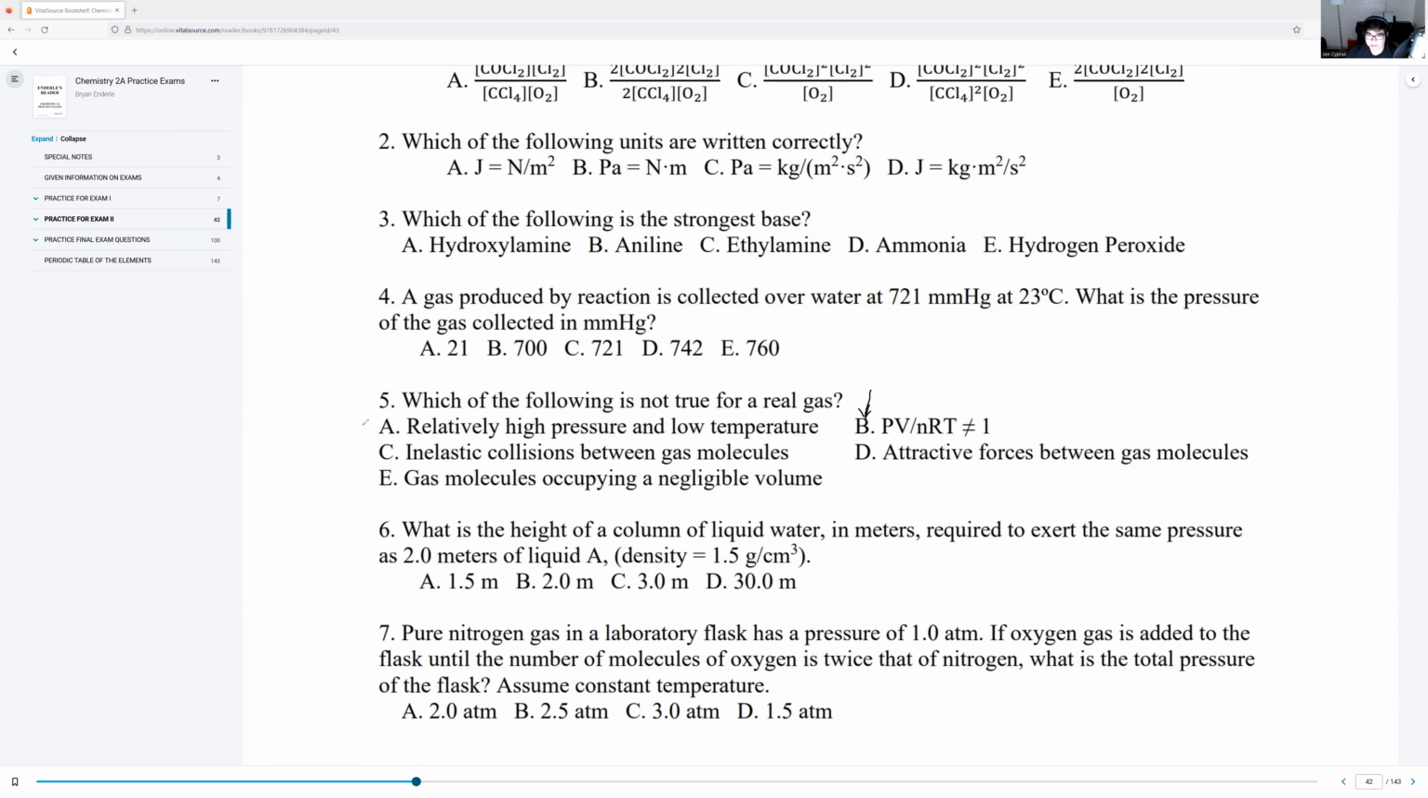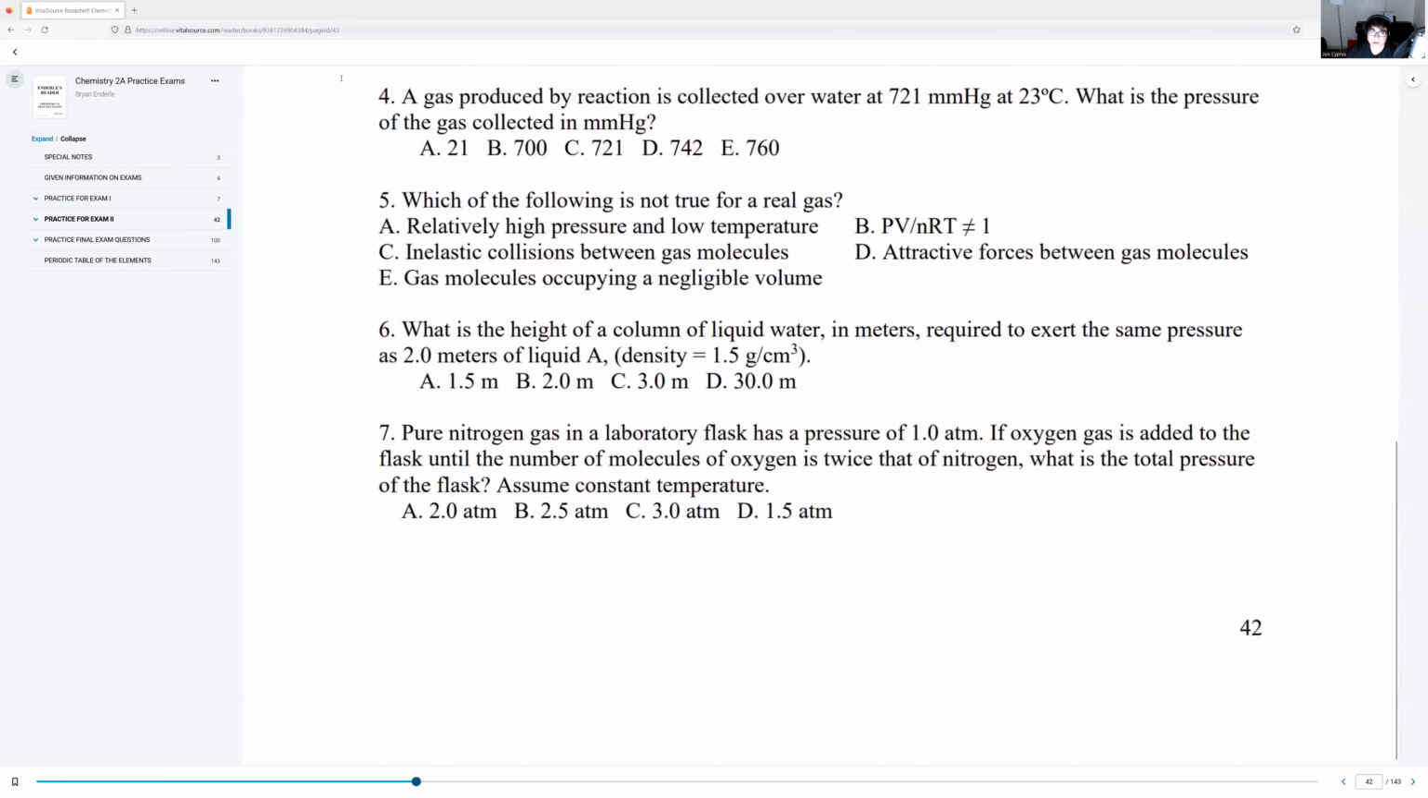And then E is the only answer that's left. If you look at it, it says gas molecules occupying a negligible volume. That's not true. That's for an ideal gas. That's the assumption of an ideal gas, that gas particles take up no space. And so when you change the V term in the van der Waals equation, it accounts for particle volume.